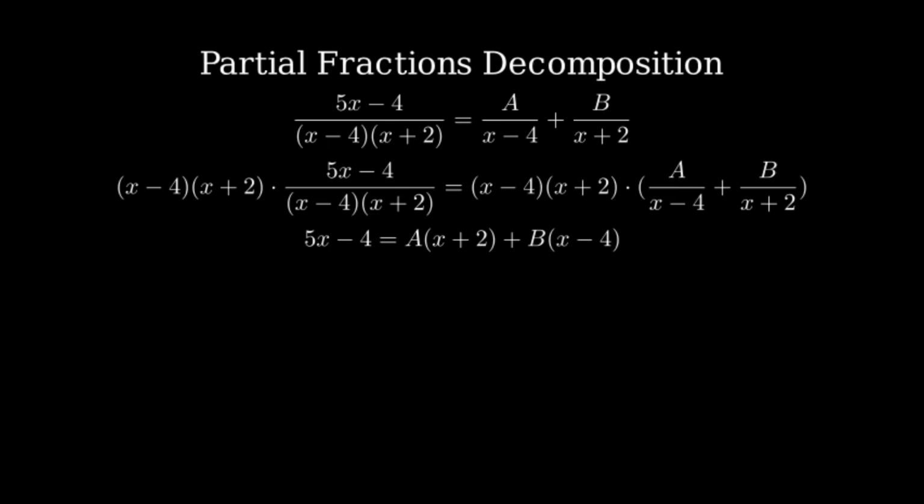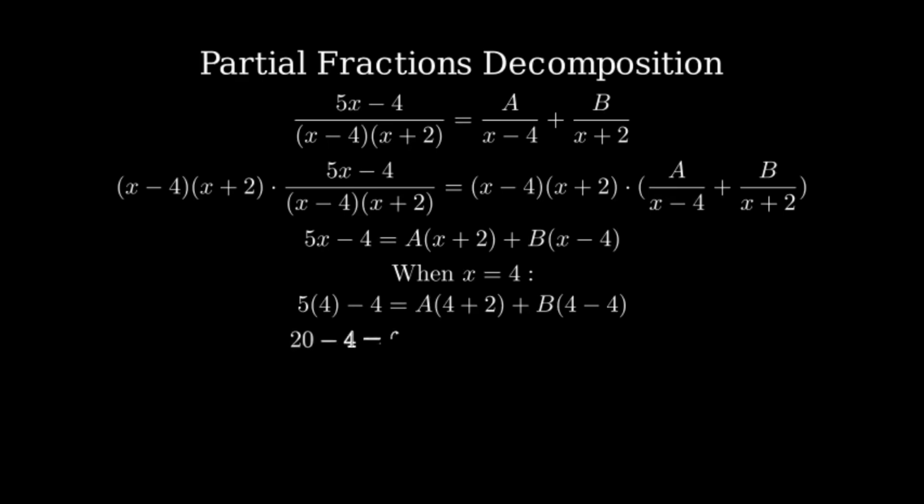Now, we'll use a clever trick to find a and b. When x equals 4, the term with b disappears because x minus 4 becomes 0. Let's substitute x equals 4 into our equation. This simplifies to 20 minus 4 equals 6a plus 0, or 16 equals 6a. Therefore, a equals 16 over 6, which simplifies to 8/3.